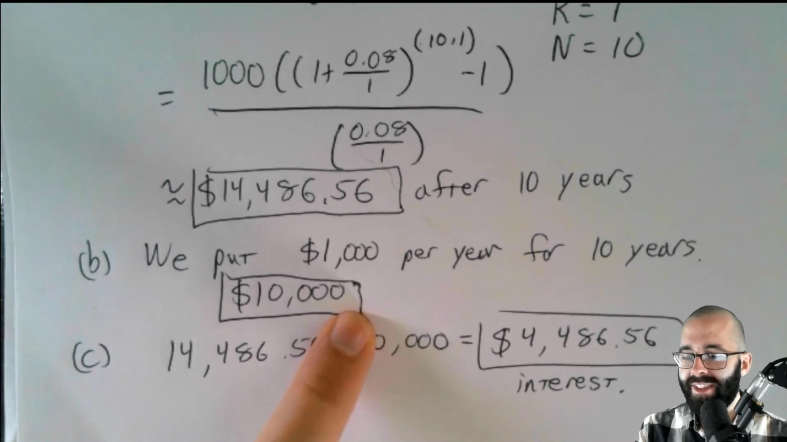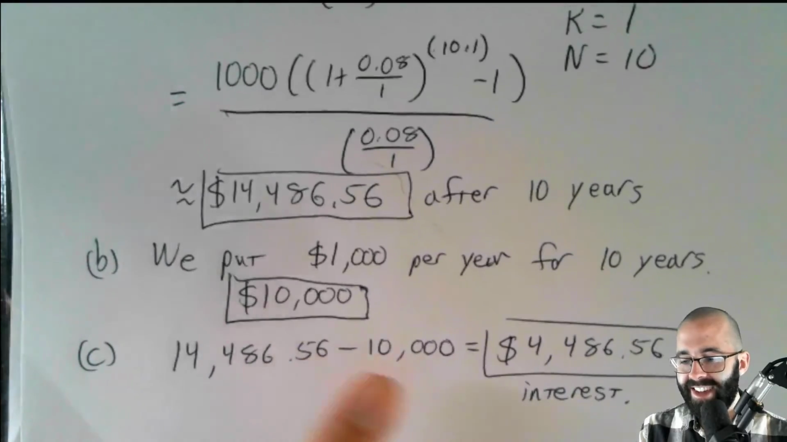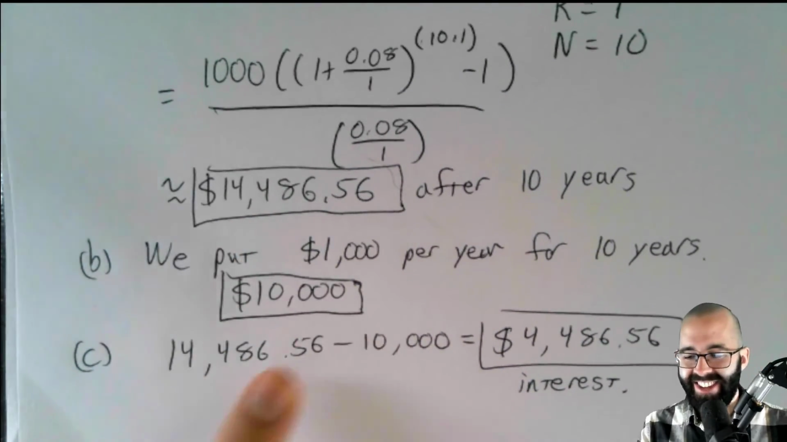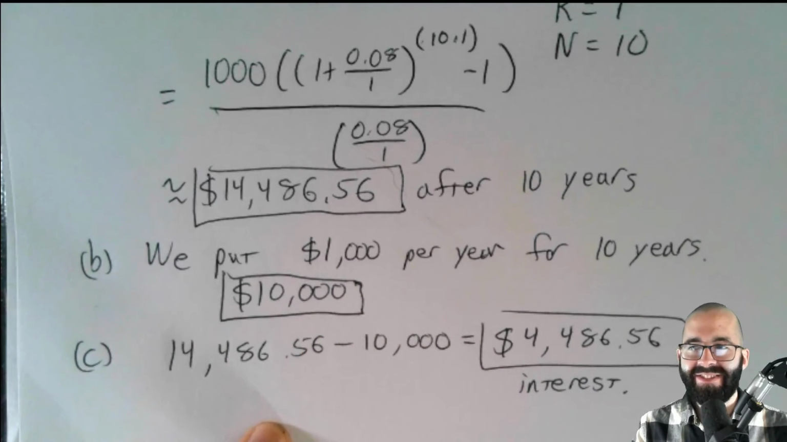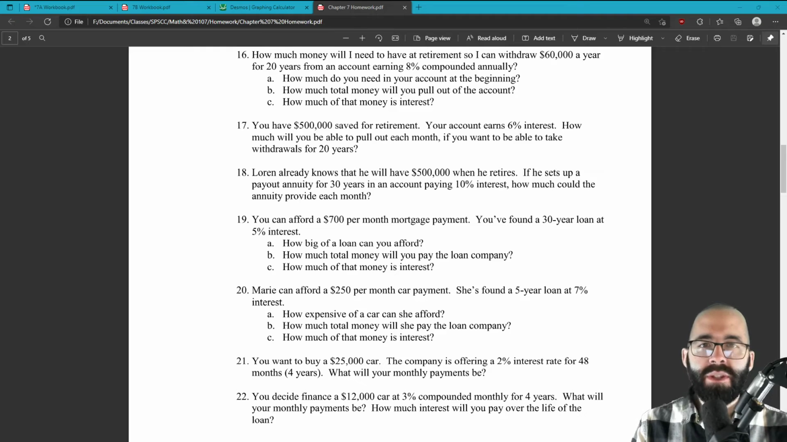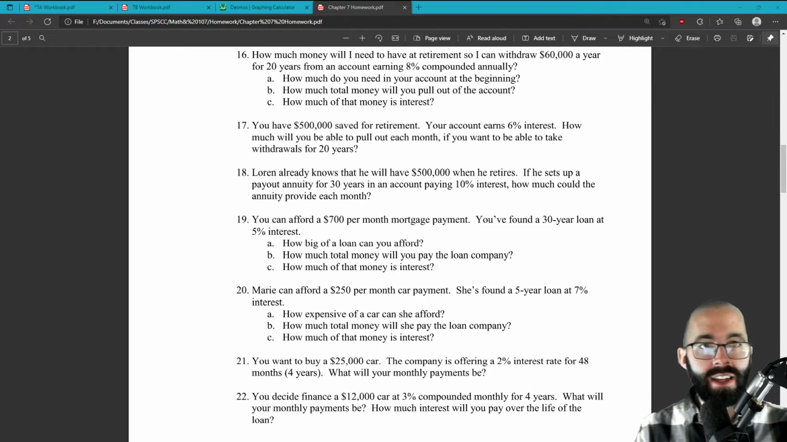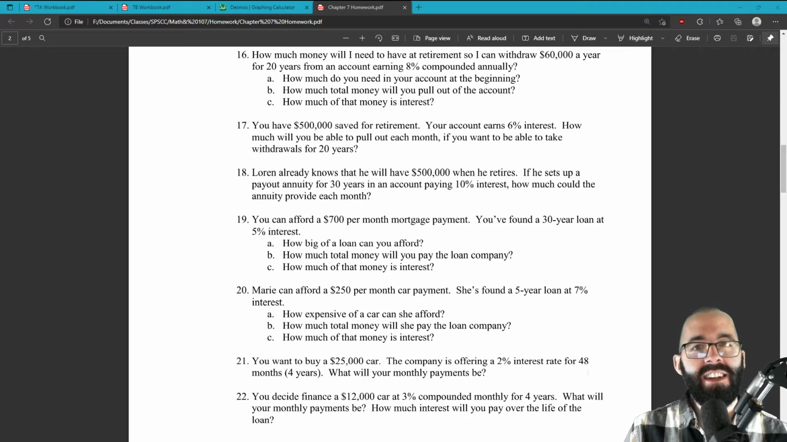Yes, if you put in 100,000 and you only have 14K afterwards, here's a problem. No extra zeros here. Last problem we're going to do is problem number 16. How much money will I need to have at retirement so I can withdraw? We see withdraw, we think payout annuities. Withdraw 60K a year for 20 years from an account that has a certain interest rate.